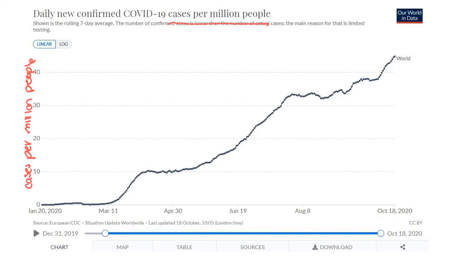So I know the topic of this graph is the number of cases per million people in the world of COVID-19. The graph is comparing time on the X-axis to the cases per million people on the Y-axis. The independent variable on the X-axis is time. So I know that that's my independent variable. And the cases per million people, that is my dependent variable.